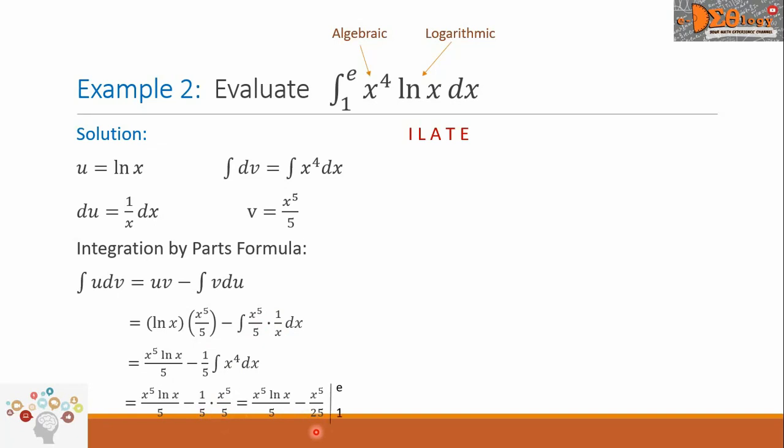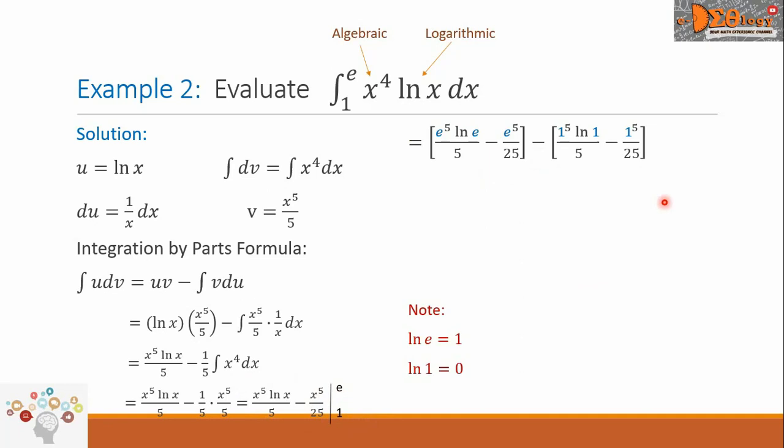Let us now apply the limits of integration from 1 to e. Let us evaluate this function with respect to e, then minus evaluate this function with respect to 1. So we have now this expression minus this expression. Take note that ln of e is equal to 1, while ln of 1 is equal to 0.